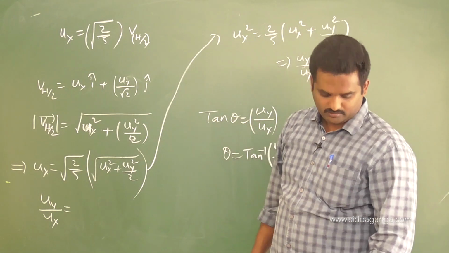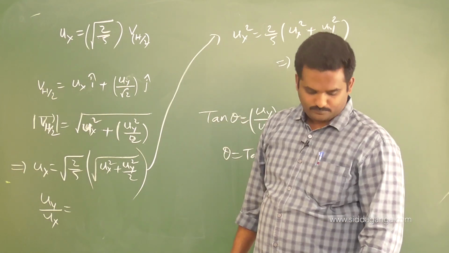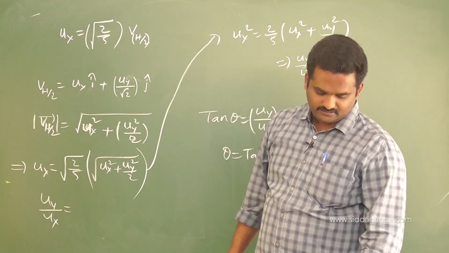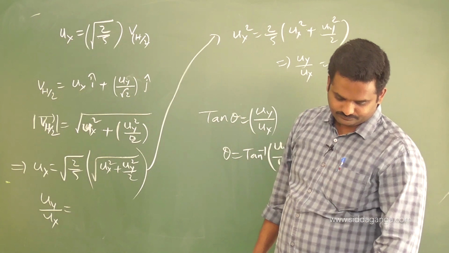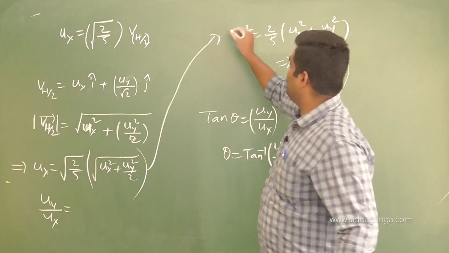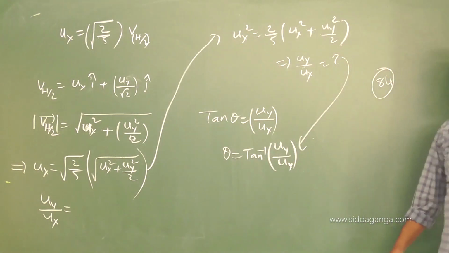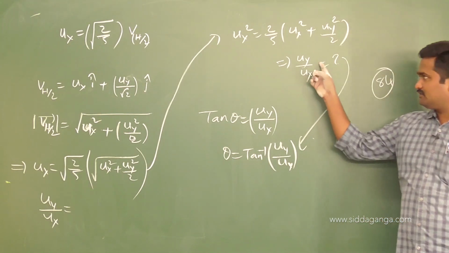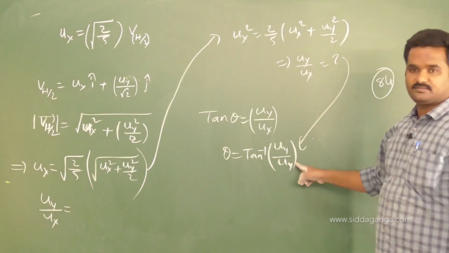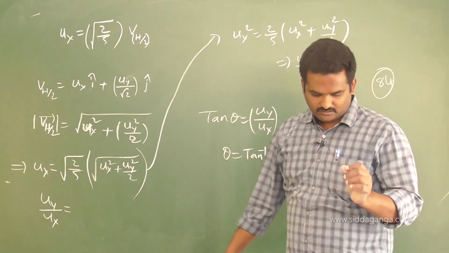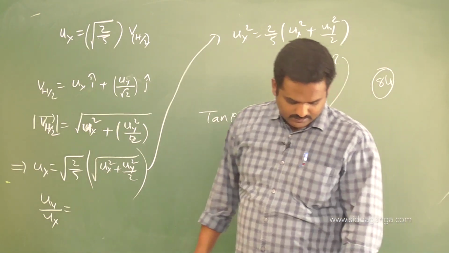This is about problem number 84, the 84th problem. Remember, just copy this. I am asking you to simplify for the value of uy by ux from this relation and substitute here, and you will get that. That is your small work to be done from your end.